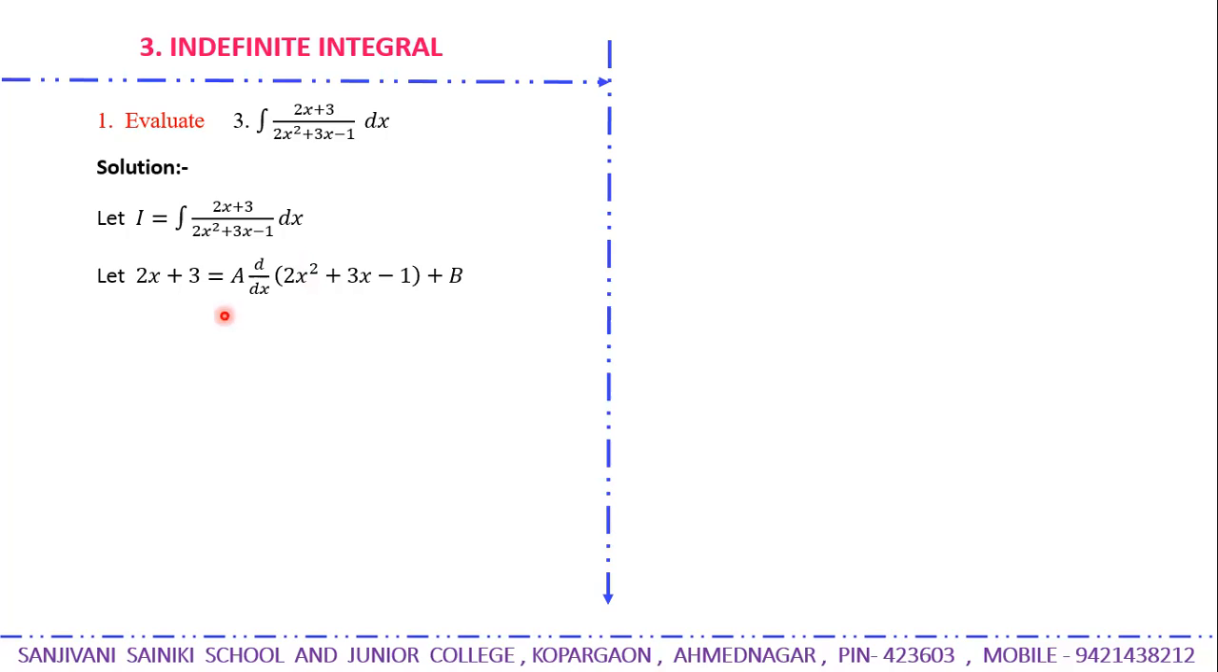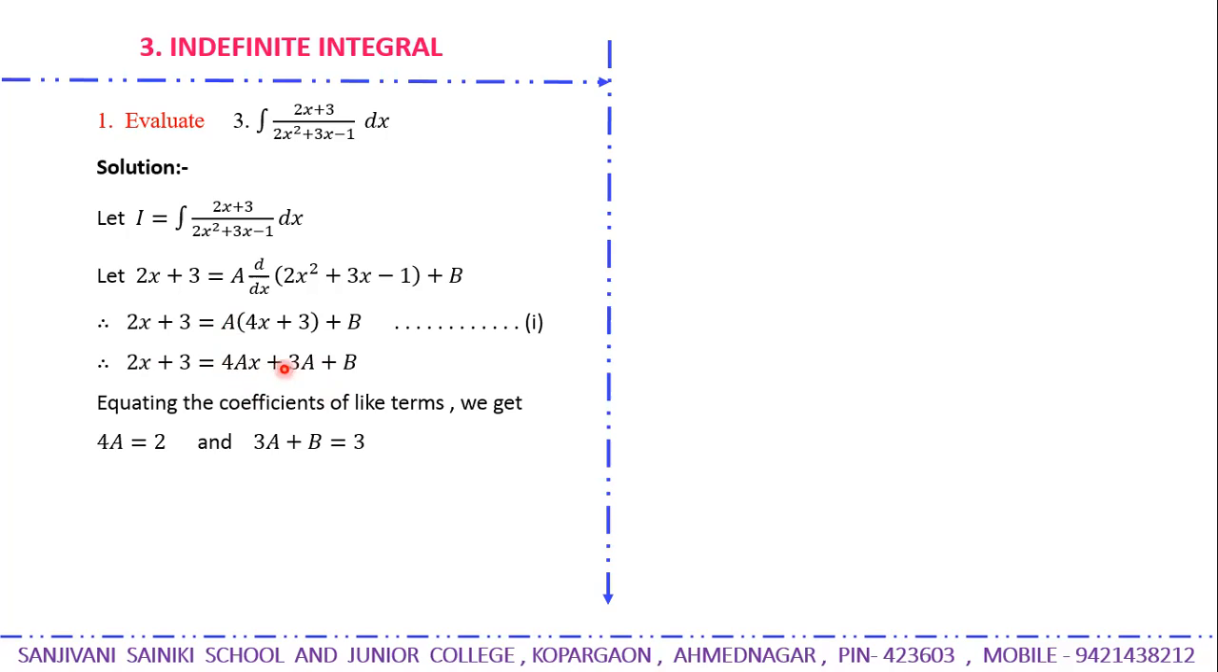So again, we are expressing the numerator using the derivative of the denominator, as a times the derivative of the denominator plus b. Multiply this bracket by a and equate the like terms from both sides. You will get 4a is equal to 2 and 3a plus b is equal to 3. Now divide 2 by 4, you get a is equal to 1 by 2, which implies b is equal to 1. Use these values in equation number 1.